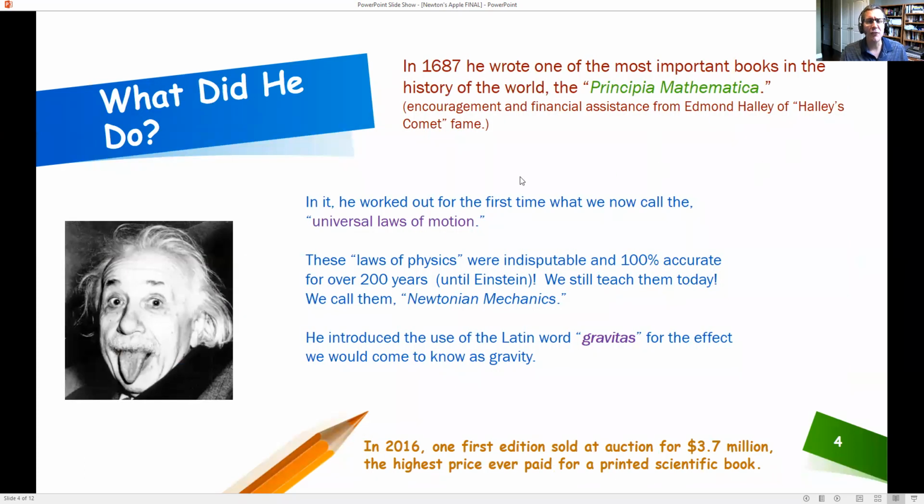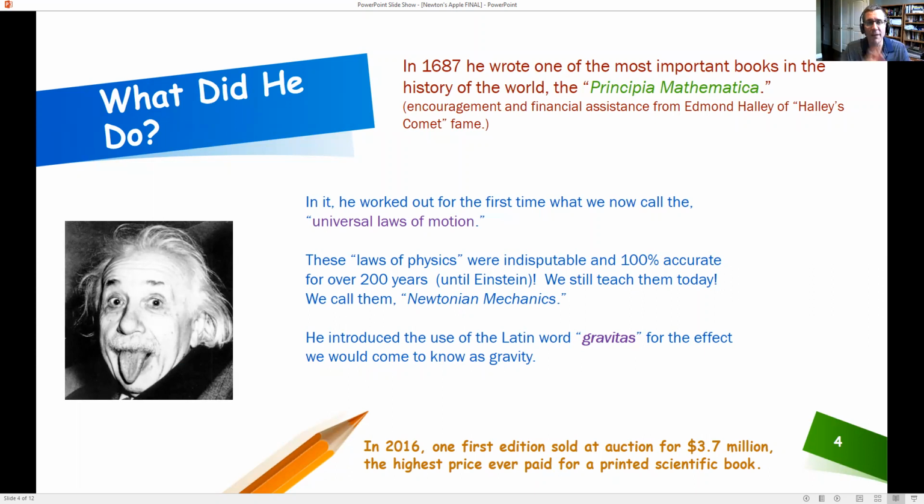One of his biggest contributions, well, what did he do? He did a lot, but I just want to talk about one of his biggest contributions here. In 1687, he wrote what I consider to be one of the most important books in the history of the world. Certainly, I think it's the most important scientific book in the world, but it definitely rates up there in the top 100 books ever written in the history of the world by mankind, and that was called the Principia Mathematica. Interestingly enough, he got a lot of encouragement and actually financial assistance for producing this text from Edmund Halley, of famous Halley's Comet fame.